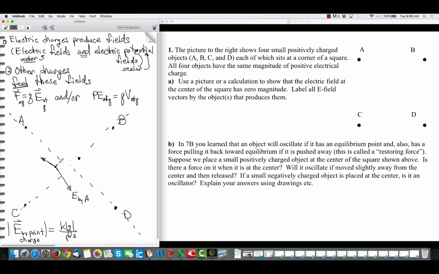Again, I'm closer, so the electric field by C is bigger. I didn't label this one. This one's supposed to be by D, because the electric field points away from the positive charge, so that's the one pointing away from D. And then B, I got farther from B also, so there's an electric field pointing away from B.